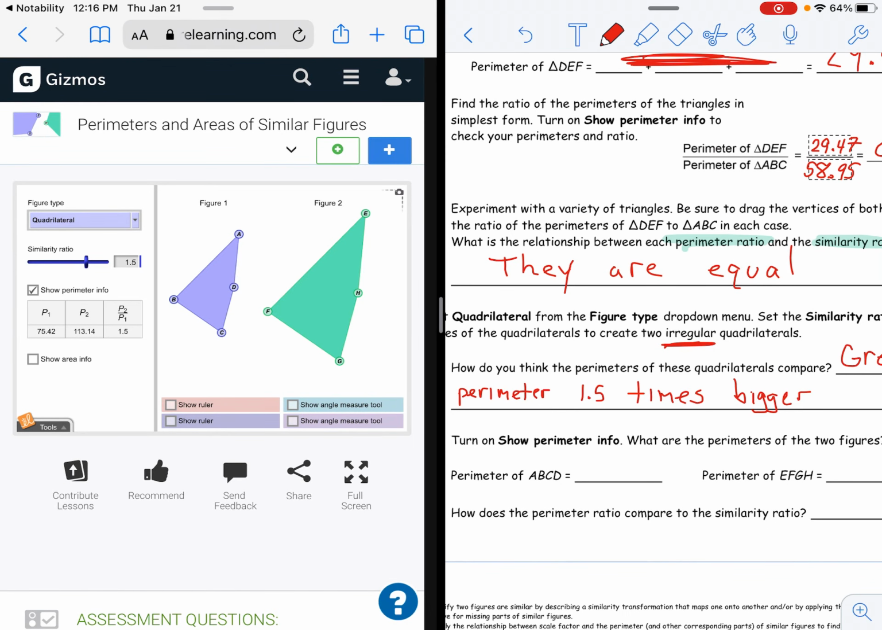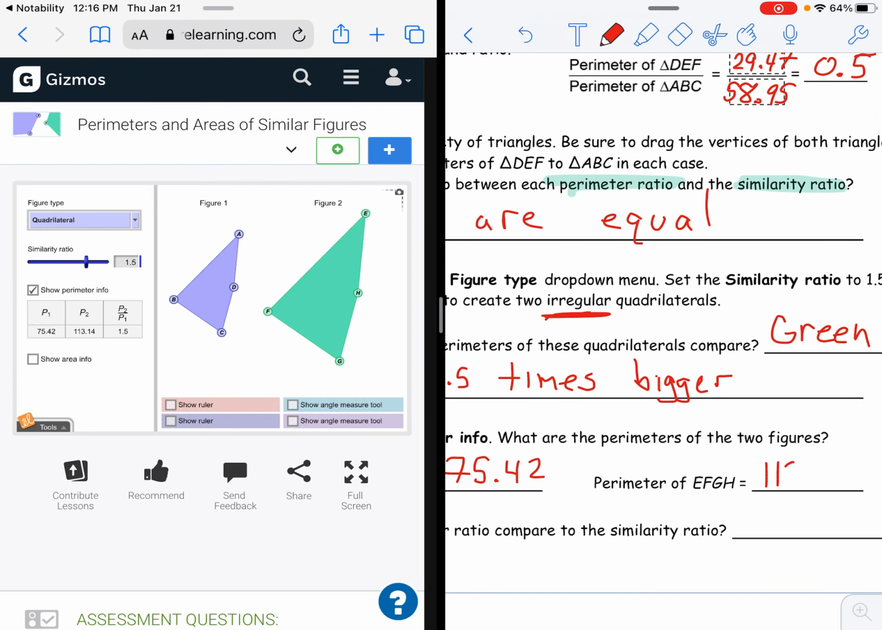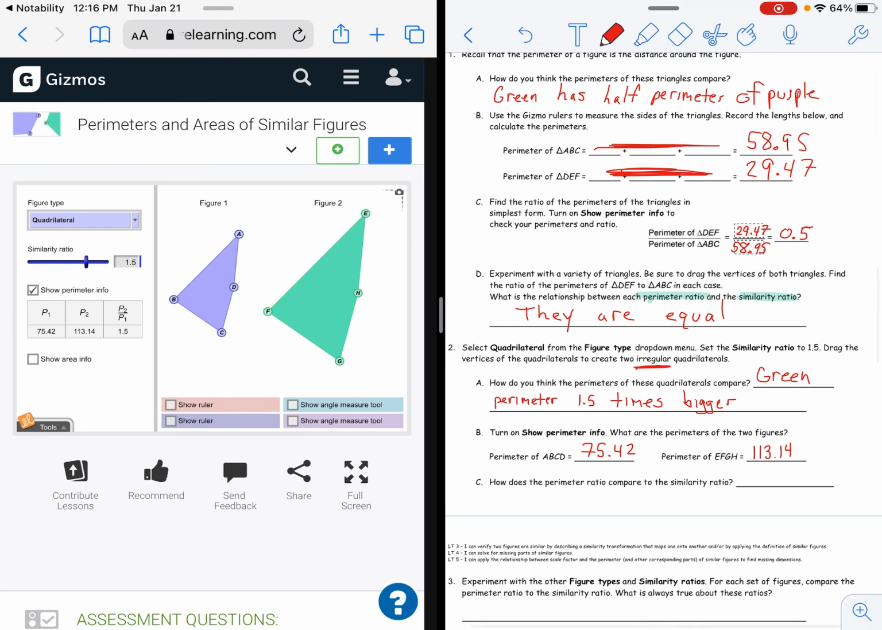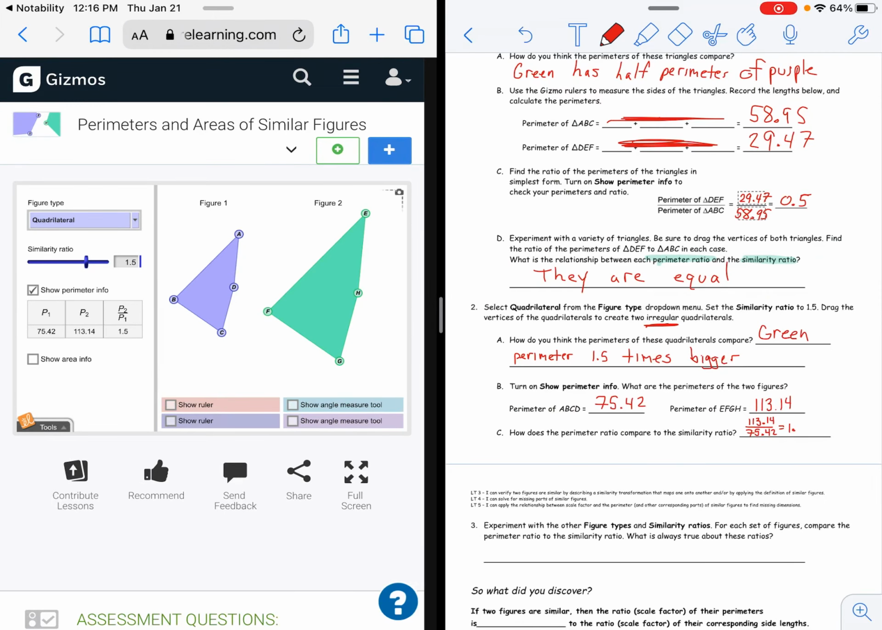So notice that the perimeter of ABCD is 75.42. Look how the perimeter of EFGH is 113.14. And if you actually divide these numbers, 113.14 divided by 75.42, it equals 1.5. Oops, I wrote down the wrong number. Well, that's pretty cool.